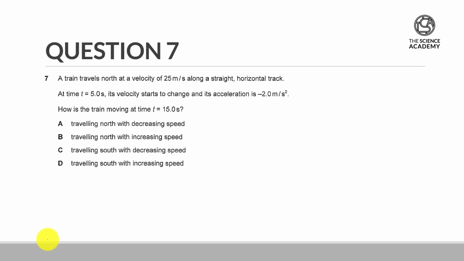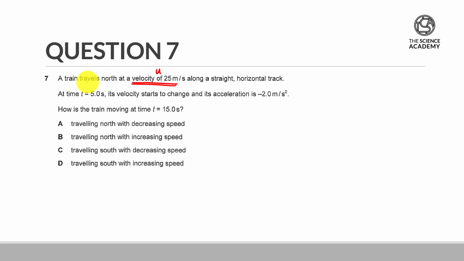Now, in question 7, we are told that we have a train traveling north at a velocity of 25 meters per second along a straight horizontal track. So, we can identify that this information given to us is u, which is the initial velocity of the train.